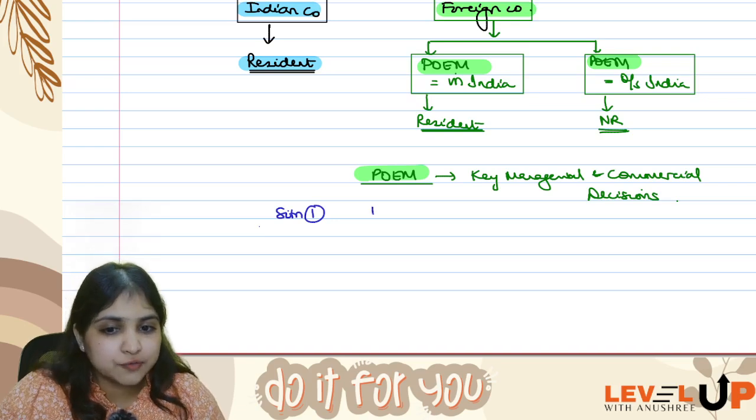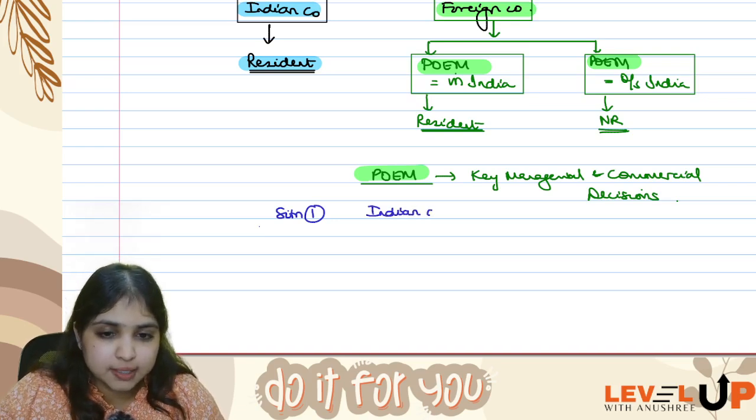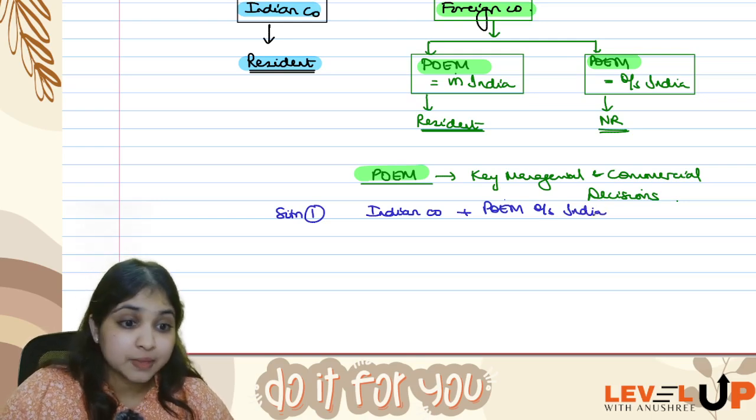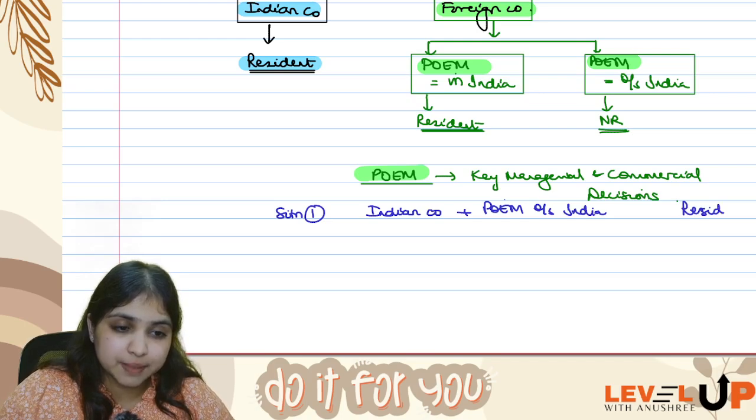Okay. In the first situation, the company is an Indian company. But however, the place of effective management is outside India. Now, what is the residential status of this company? This company will definitely be a resident.